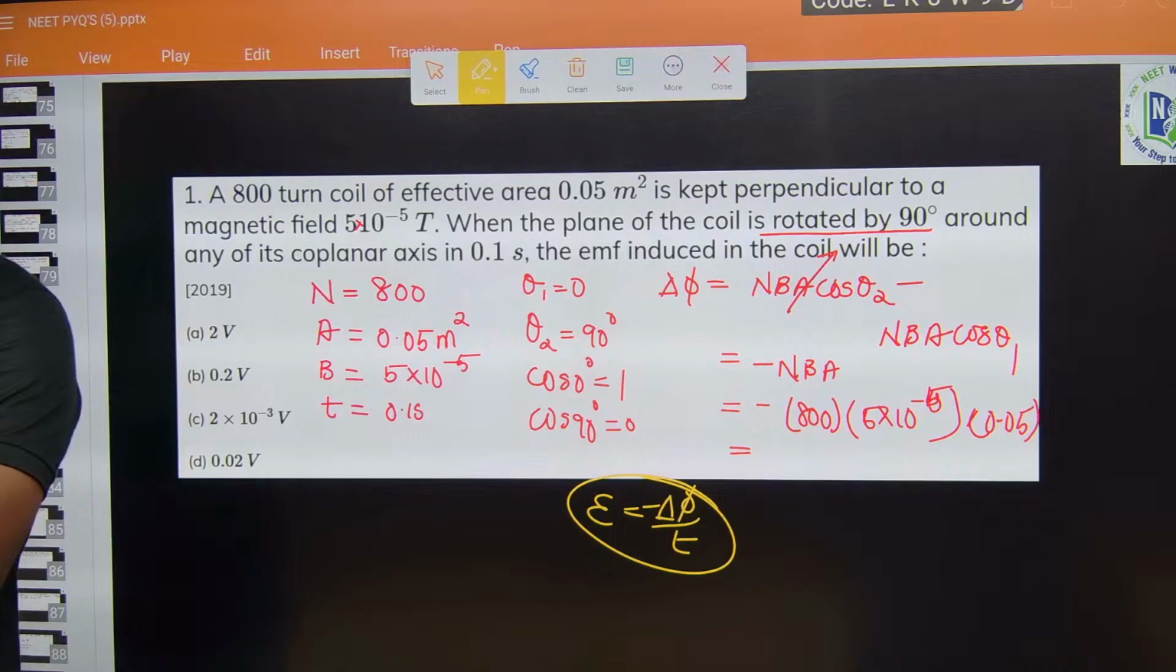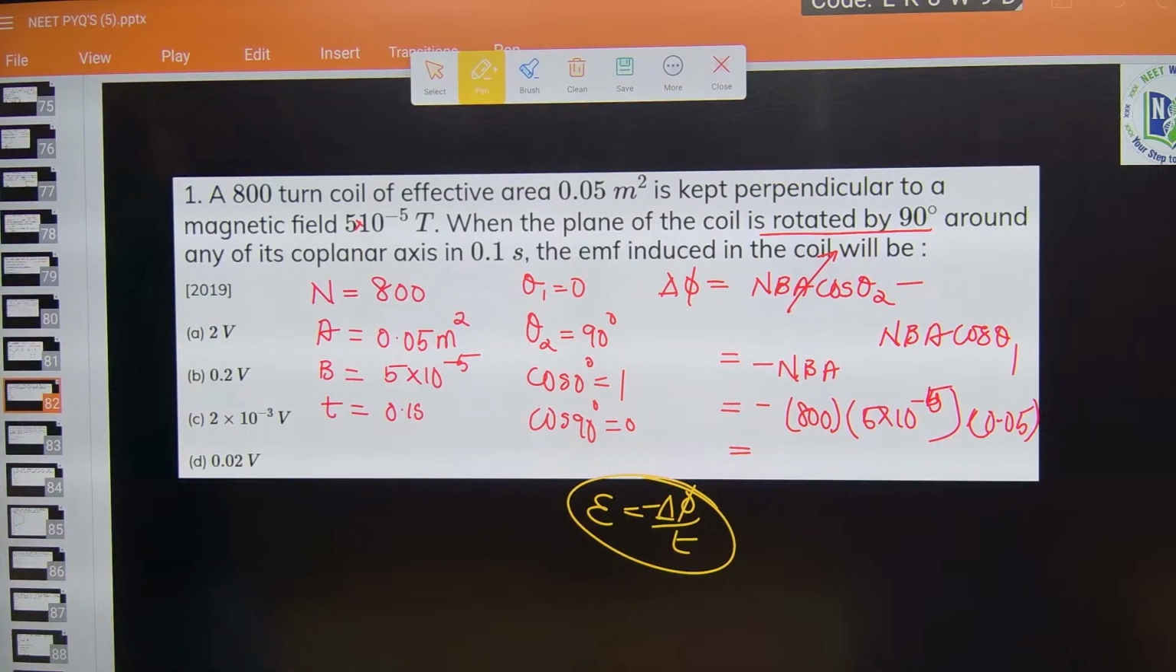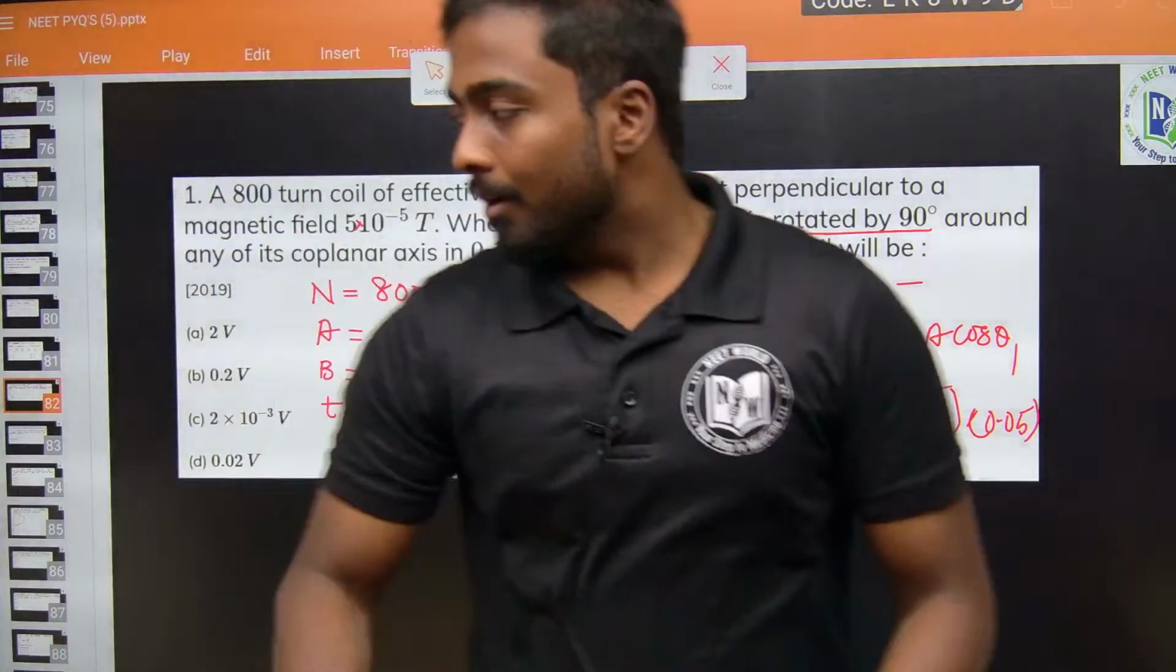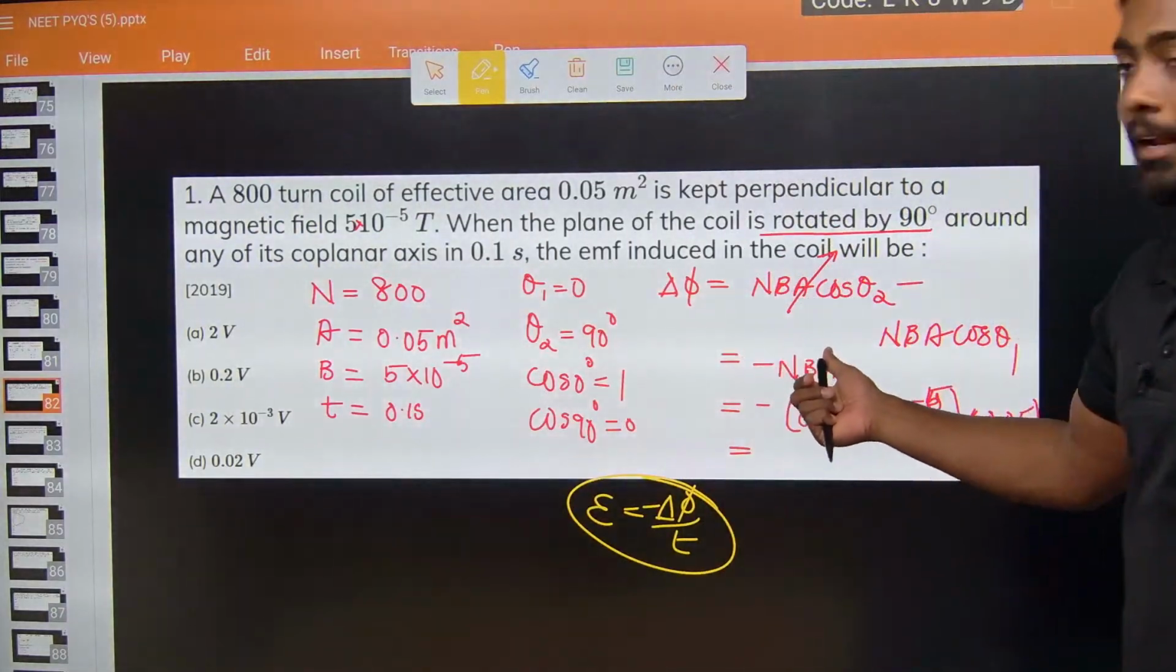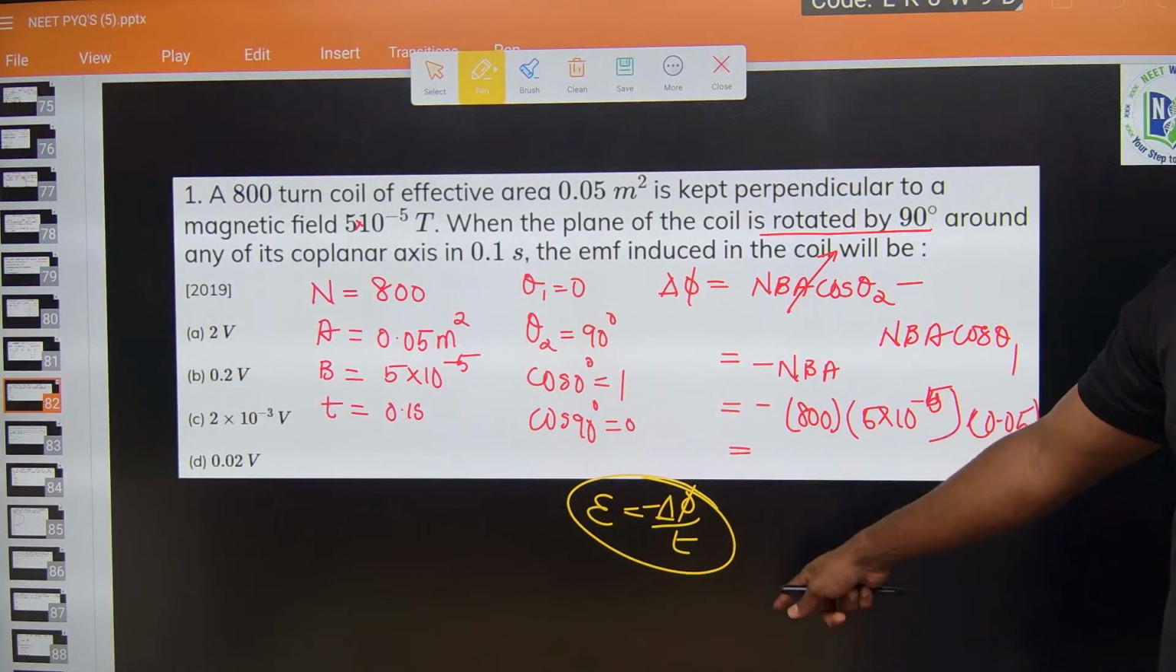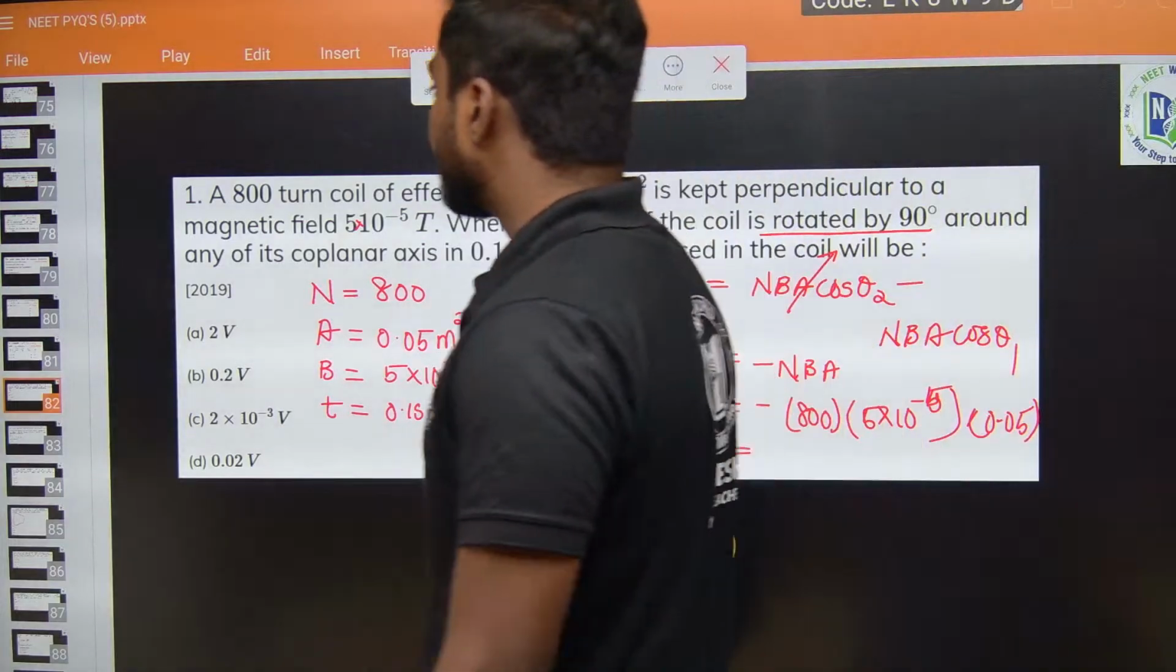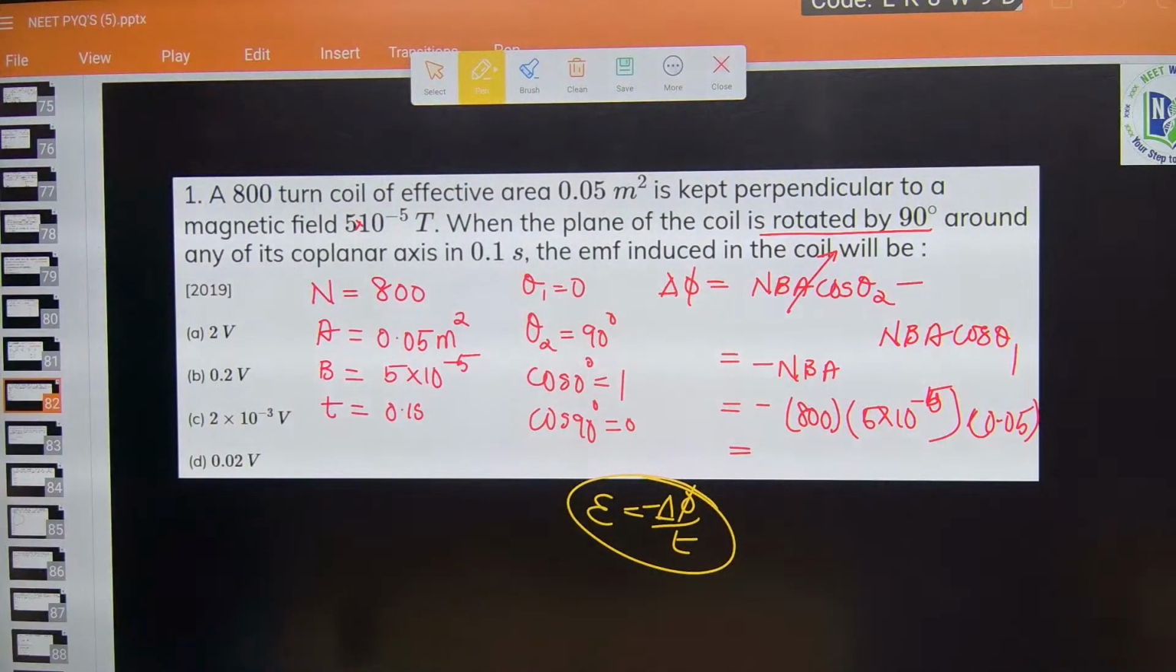Okay. This is the calculation we need to know in this question. So, the formulas which we have learned here are NBA cos theta, right, and one more is delta phi by t. So you can calculate and give the answer in the comment boxes, whoever is watching.